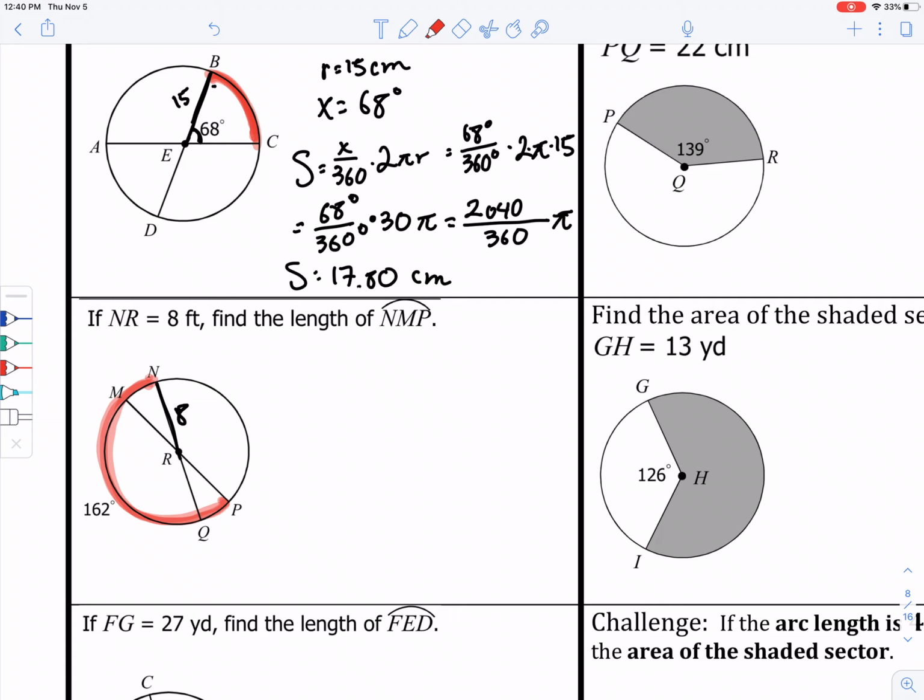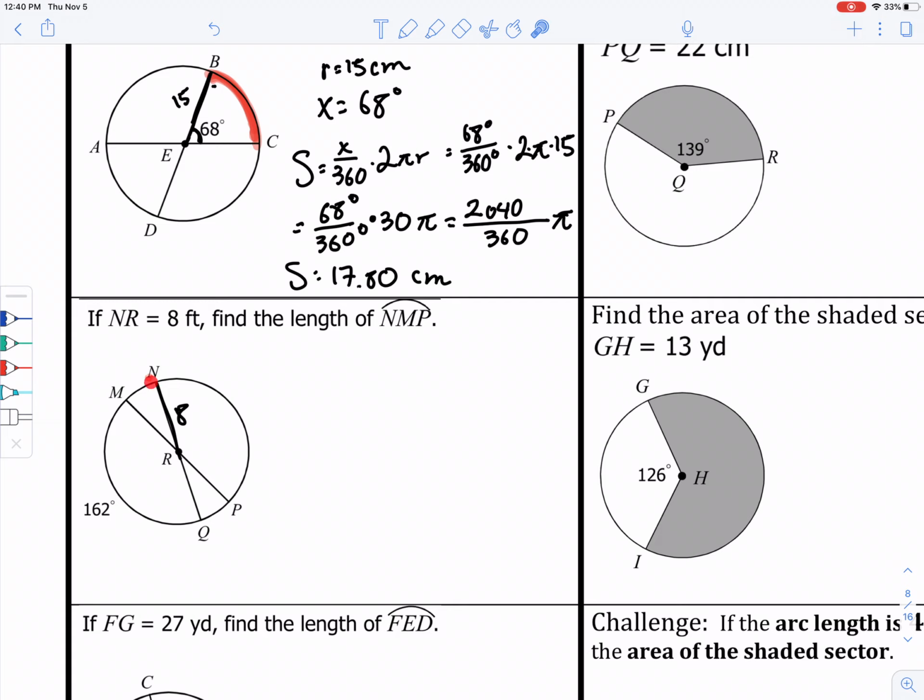So what's given right now is only 62. This is only M to Q. I need to find the rest of it. So in order to do that, we have some methods to work with, right? We have a diameter here. So I should be able to find this arc if part of the 180 is 162.